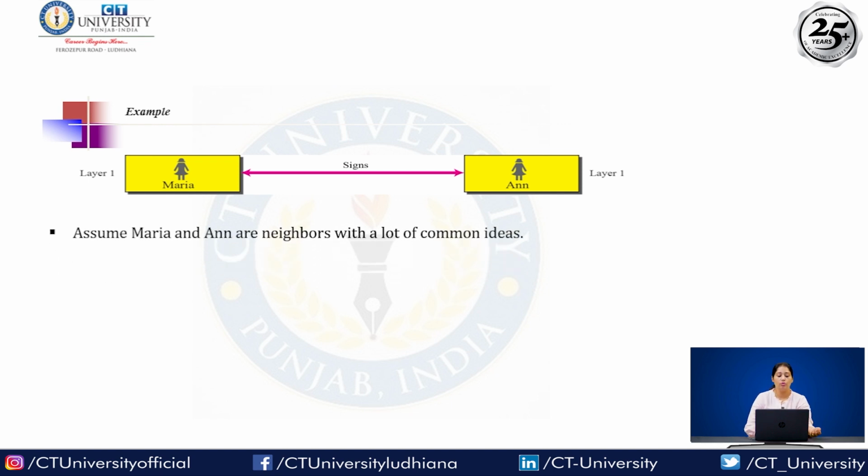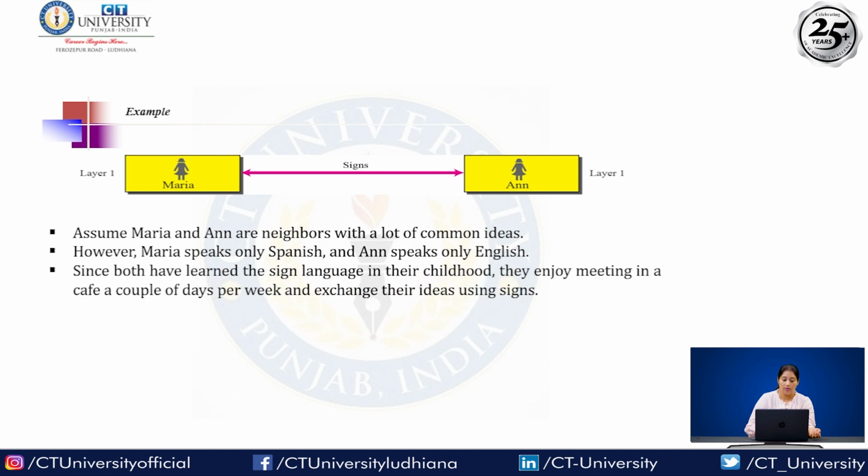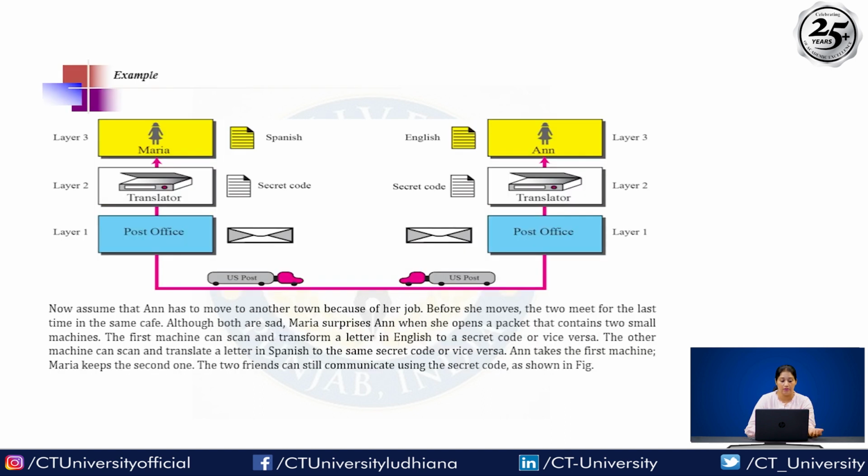Now let's assume that Maria and Anne are neighbors with a lot of common ideas. However, Maria is able to speak only Spanish and Anne speaks only English. Both have learned sign language from their childhood, before they started their communication, and they enjoy meeting in a cafe a couple of days per week and exchanging their ideas. So communication is face to face and happens in one layer according to this figure.